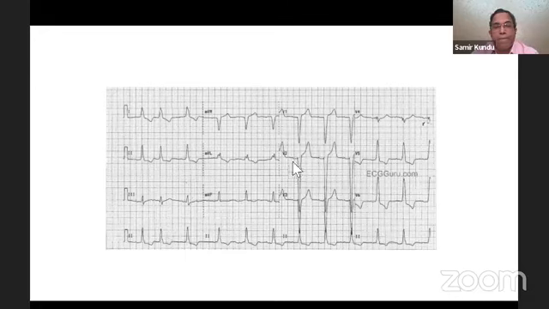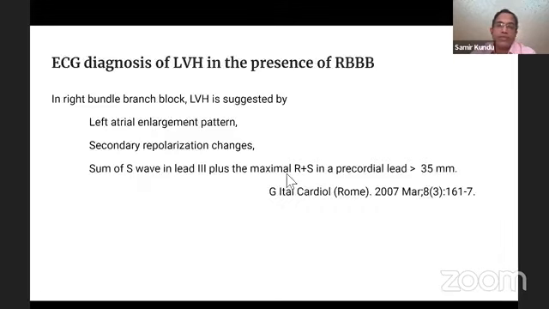There is a very deep S wave, and the combination of S in V2 and R in V6 is more than 45 millimeters, and QRS duration is prolonged. This is the ECG of LBBB with hypertension and left ventricular hypertrophy.